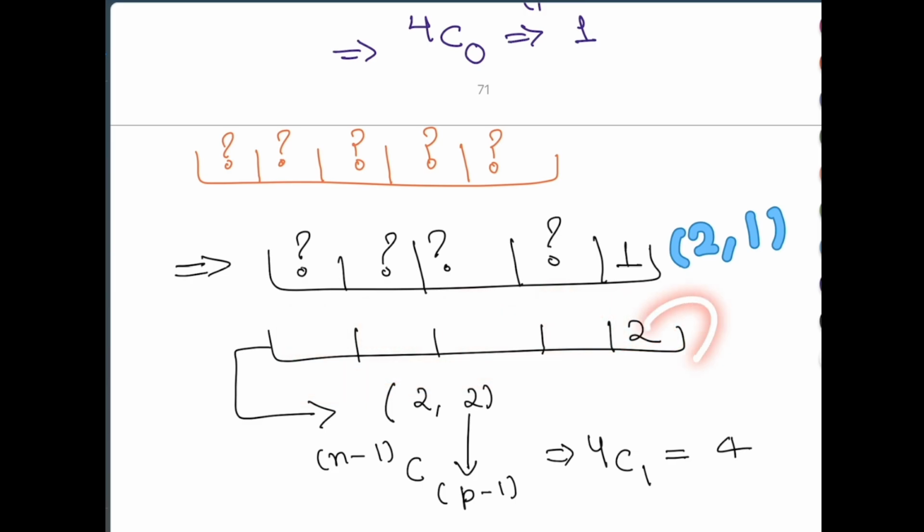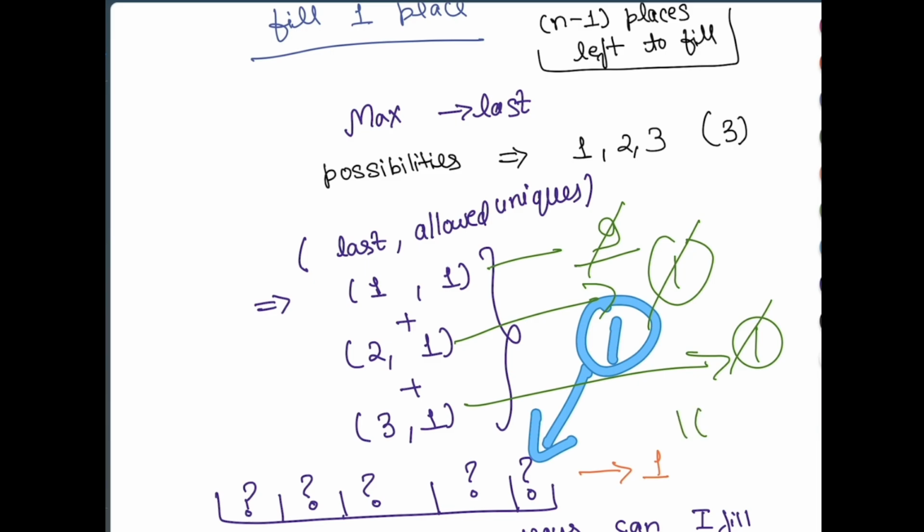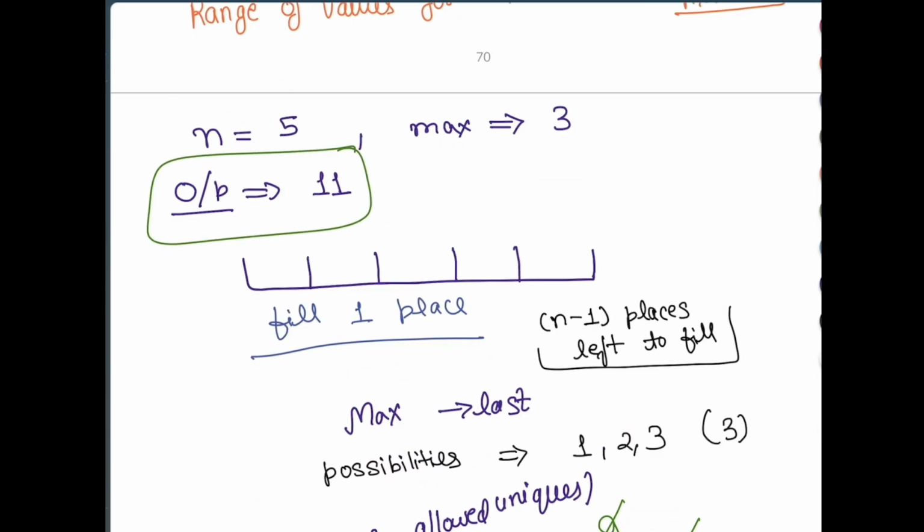And then I will try with the next multiple of 2, which is 4, and I will come back because 4 is out of our range. So I will say for 2, 1 we got 1, and similarly for 3, 1 also we are going to get 1. So 9 plus 1 plus 1 is 11, and that is the answer for this particular input.